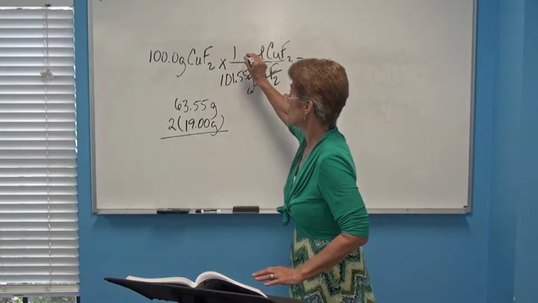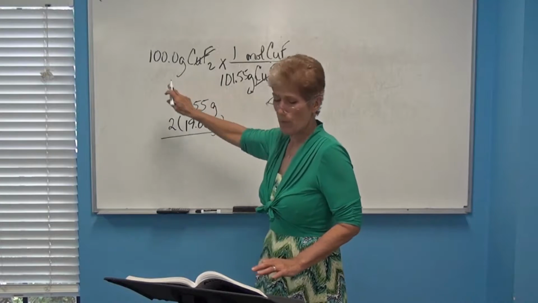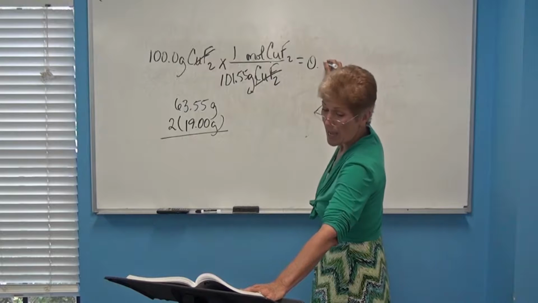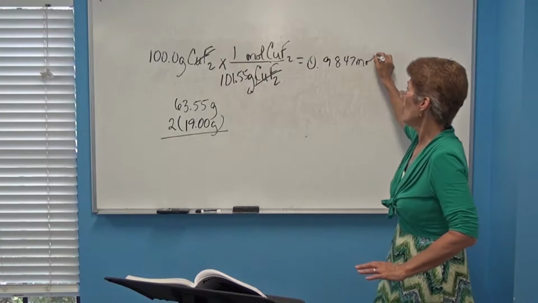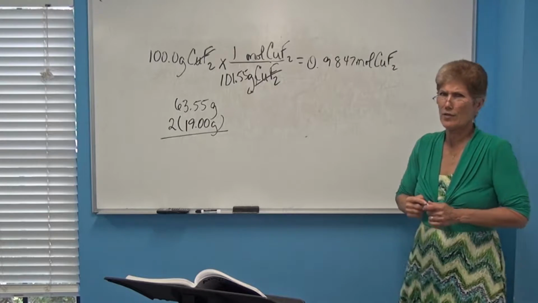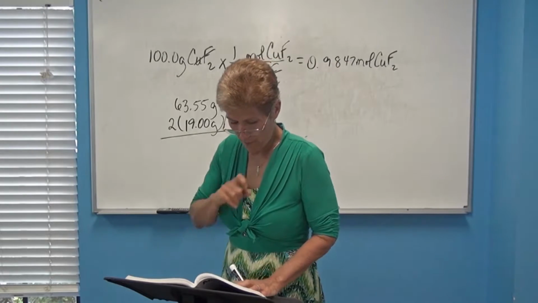Okay, now, this is going to cancel. We have 5 significant figures here, but we have 4 significant figures there, so our answer has to be in 4 significant figures. And so it's going to be 0.9847 moles of copper fluoride. Sorry, I said iron before. Copper fluoride. There you go.